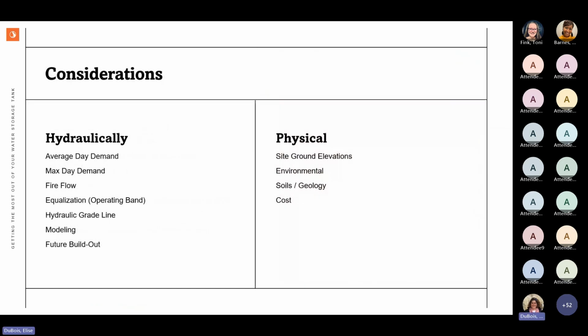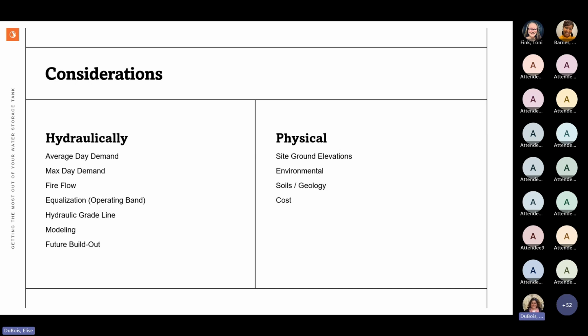Okay. So we don't go with emergency storage because your fire flow is your emergency storage. If your tank was designed correctly and calculated correctly from a hydraulic standpoint, everyone's looking at a minimum of 24 hours of storage, which is typically your average day demand.